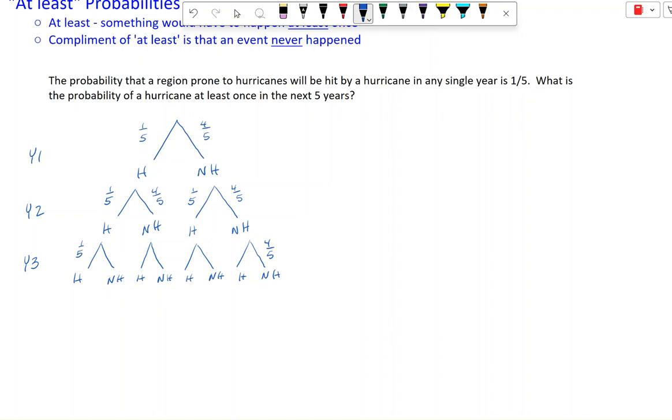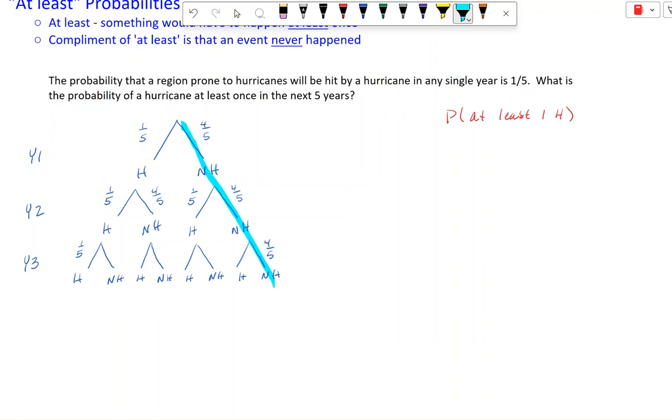Now, what we are trying to identify here is the probability of a hurricane at least once. So the probability of at least one hurricane. Well, let's look at our tree over here. We've already said that the complement would be the probability of the event never happening. So to not have a hurricane, or in other words, no hurricane, is what we want to identify. There's one branch of the tree here, this branch on the right-hand side, and that branch of the tree has only no hurricanes occurring.